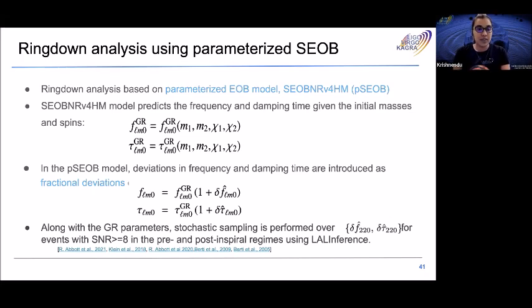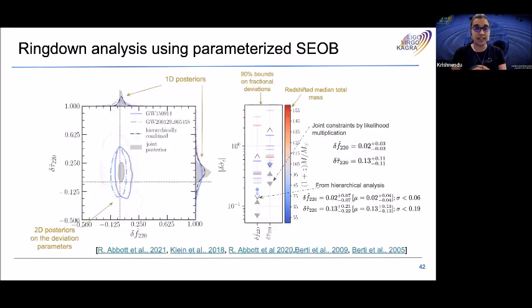And in the parameterized SEOB model, one introduces parametric deviations in the frequency and damping time in the following way. What we do here is measure these deviation parameters along with the GR parameters using the LALInference sampler algorithm, and constrain these parameters from the data for the events which have sufficient SNR both in the inspiral and the post-inspiral regimes. Moving on to the next slide.